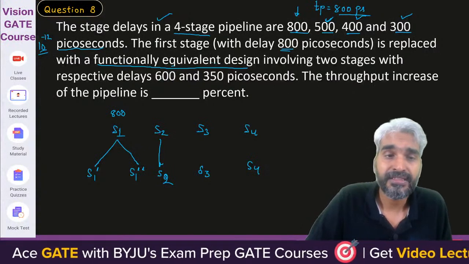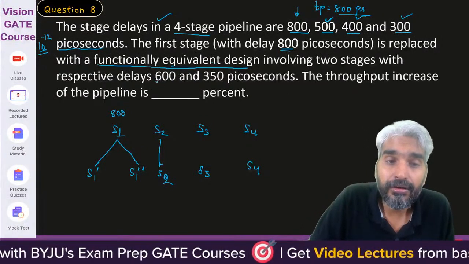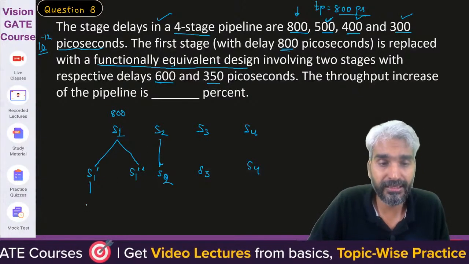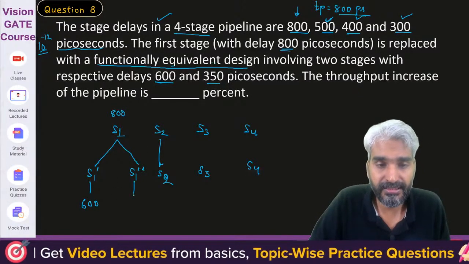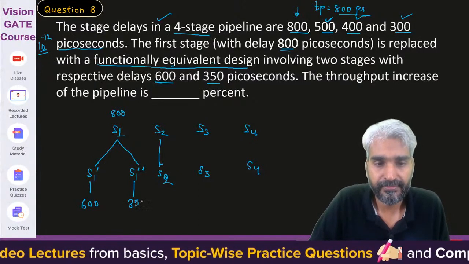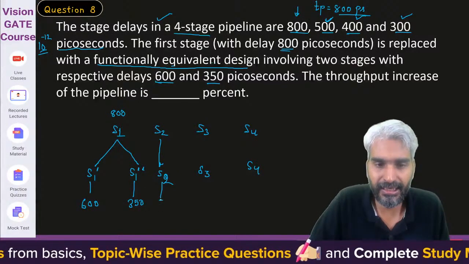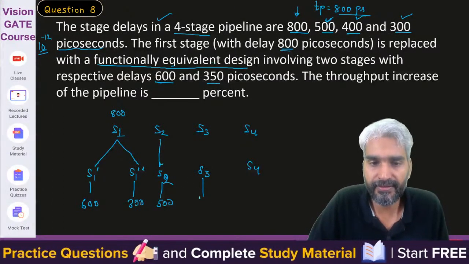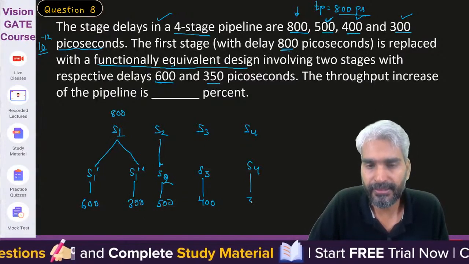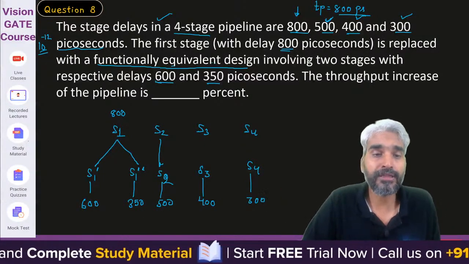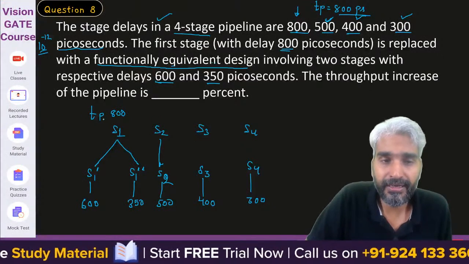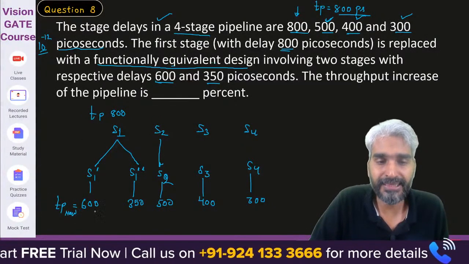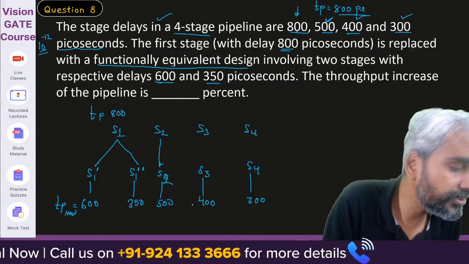Now it is saying that the stage delays of those new stages will be 600 and 350 picoseconds. So the stage delay of S1 dash will be 600, and the stage delay of S1 double dash will be 350. The stage delays of S2, S3 and S4 will be the same as original because there is no change: 500, 400, 300. So for the earlier pipeline, the cycle time will be 800. For the new pipeline, cycle time will be the maximum of these 5, that is 600.